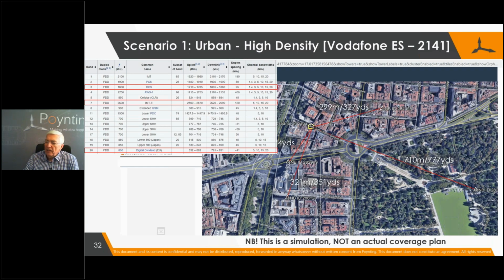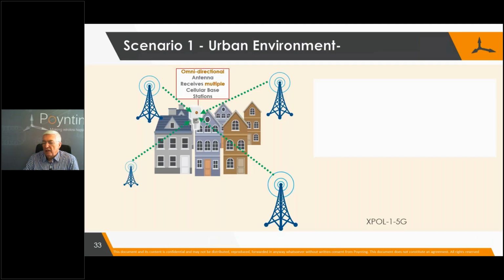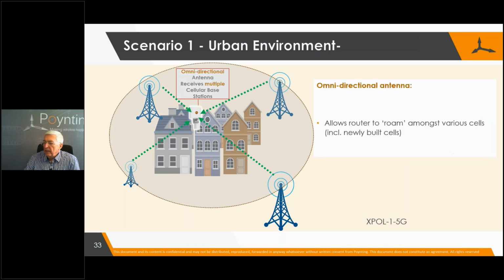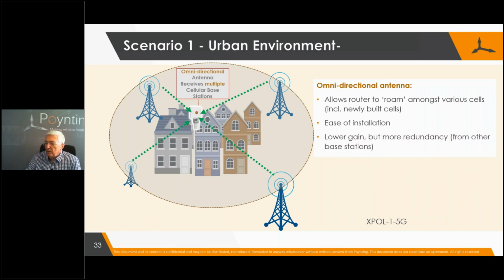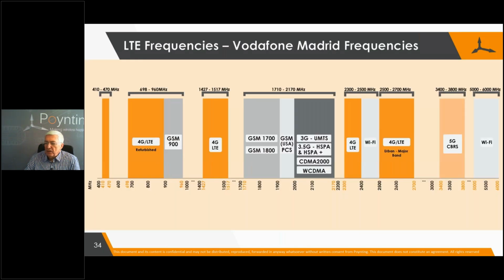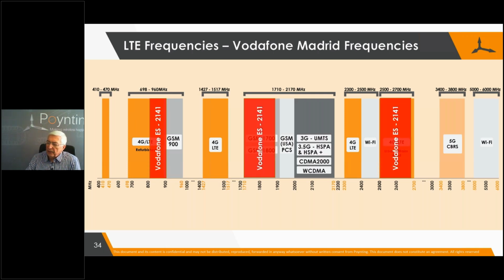Now, the first thing then is to find out whether our antenna is going to be able to handle those bands. So again, we're looking at an omnidirectional antenna because we have these multiple towers. We want to make use of that roaming over various cells, and we are quite happy that the ease of installation is a plus, and we have many base stations that we can choose from. That's our XPOL 1. So the next thing to look at is which frequencies are used by our mobile network operator.